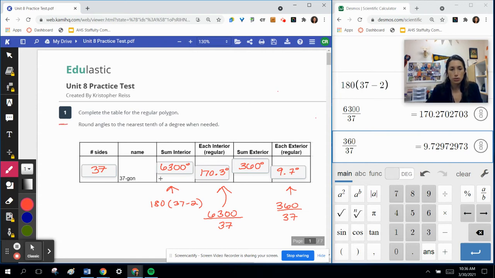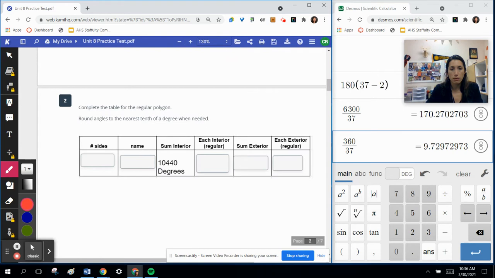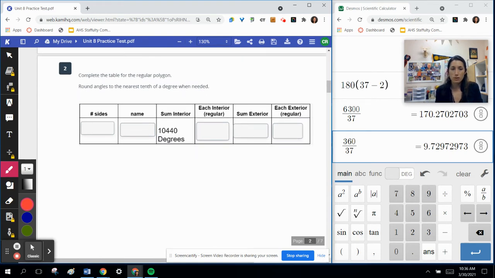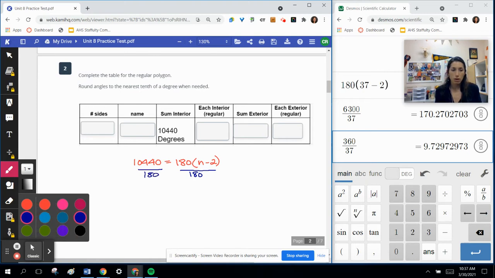Okay, so questions 2 and 3 are also the same. They're using the same format here, but instead we're starting with the sum of the interior. So we basically need to take that sum of the interior and set it equal to our formula, which is 180 times n minus 2. There's a couple of ways you could do this: distribute the 180, or divide by 180 on both sides. Because when we do that, we're figuring out how many triangles we started out with. Based on the number of sides we have, there's always 2 less triangles.